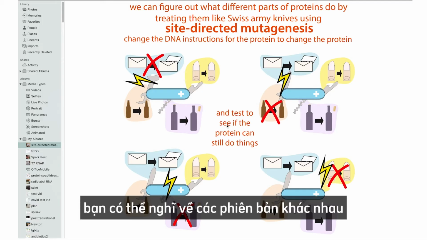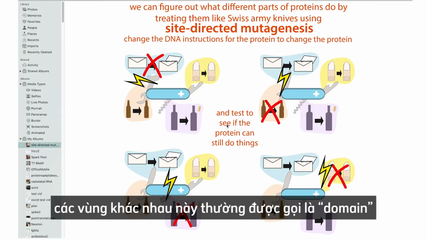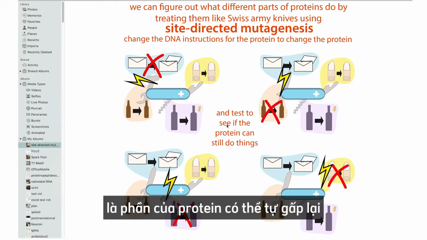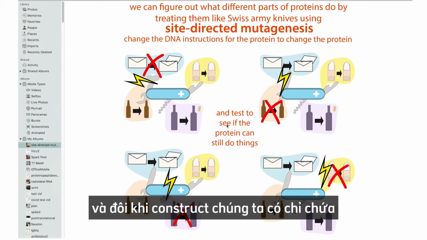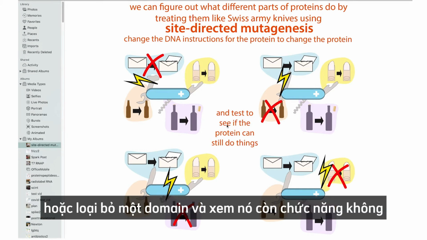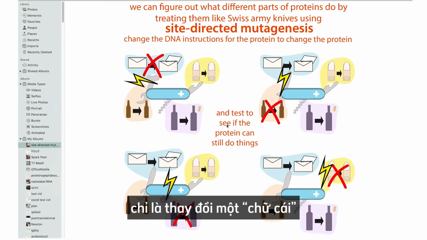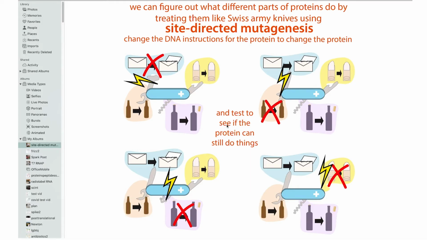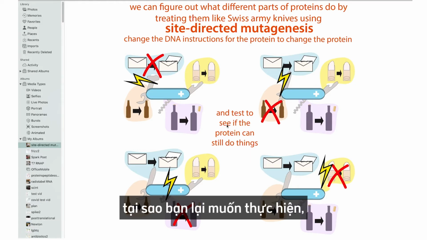So you can think about different regions of proteins, which we often call domains. Sometimes we talk about structural domains, which is a part of the protein that will fold on its own, or there can also be functional domains. Sometimes the constructs that we have are only certain domains of a protein, or we take away a domain and see if it still does that sort of thing. And sometimes the changes that we make are smaller, like changing a single protein letter to see if that letter is really crucial. We'll talk more about these things, but those are some examples of why you might want to do this.